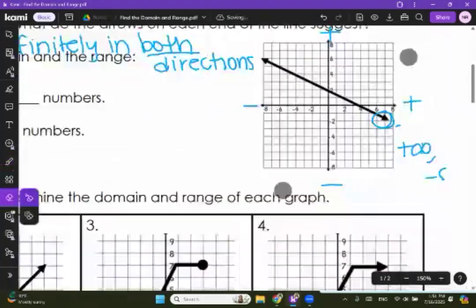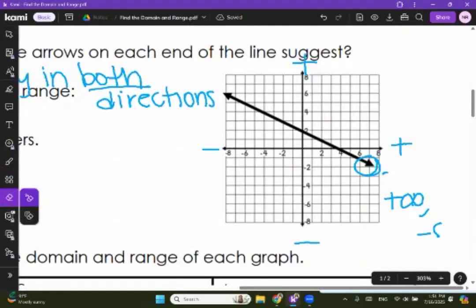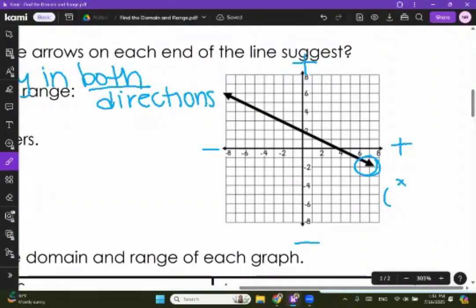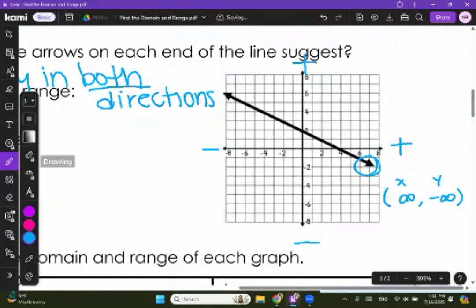Let me zoom in on this actually and erase that. Let's try this again. So for our point, our x and our y value, positive infinity to negative infinity. Now, I've had students say that they have trouble writing that infinity sign. Just do a sideways 8. You can even turn your page sideways and draw an 8.